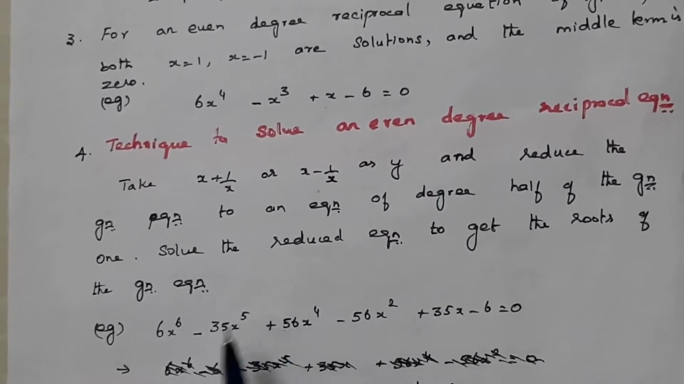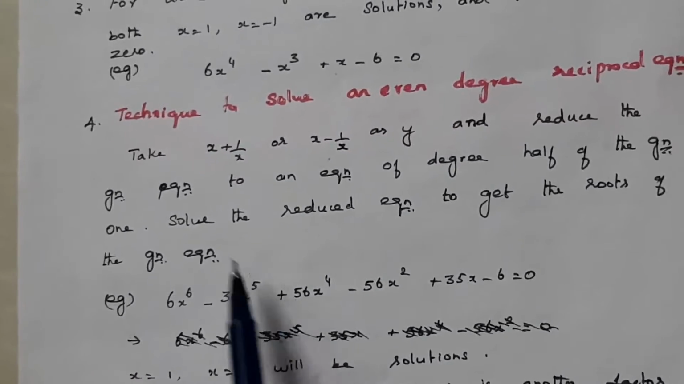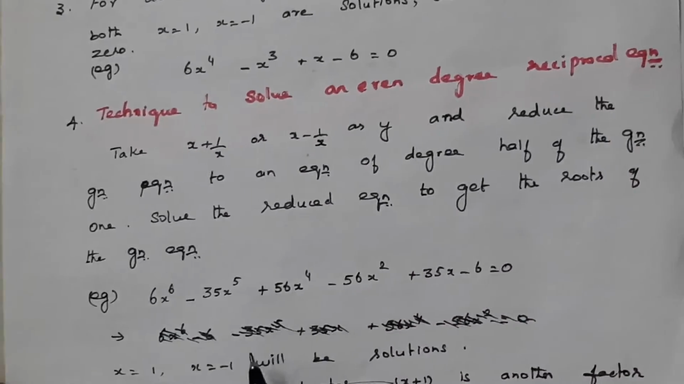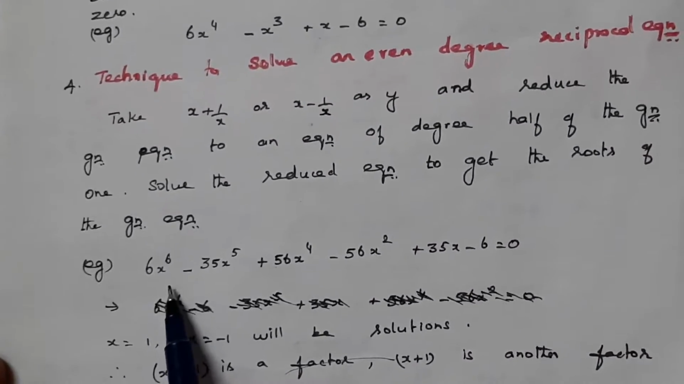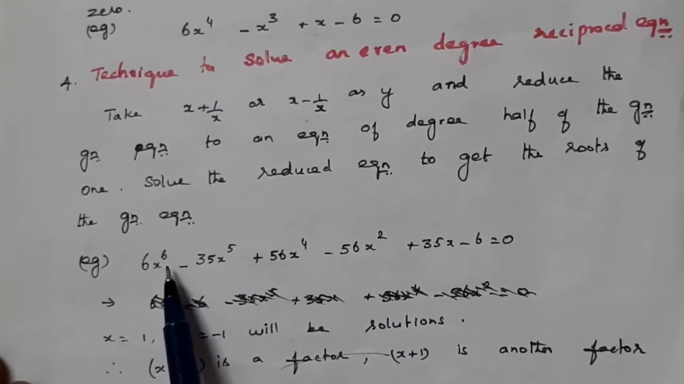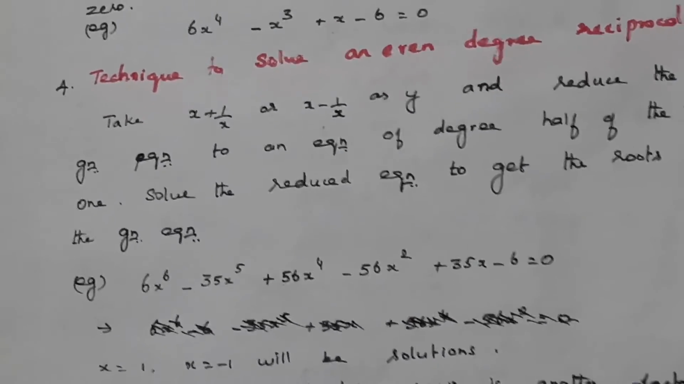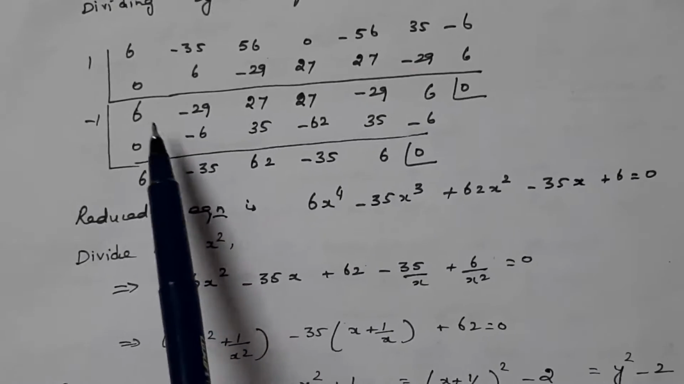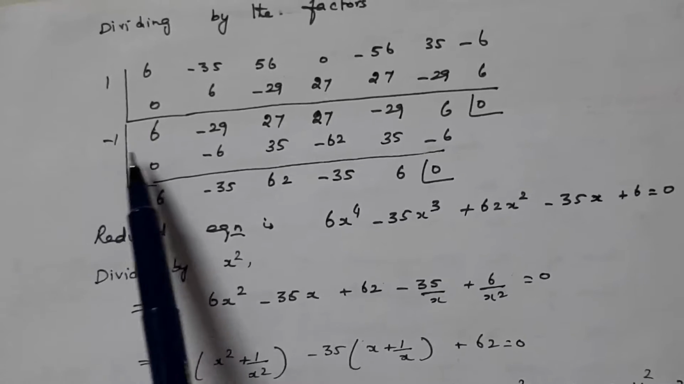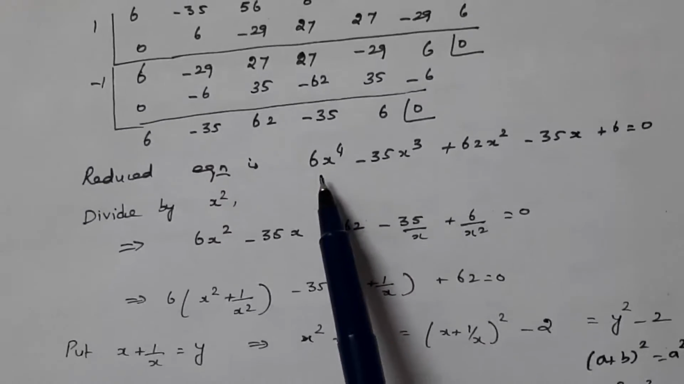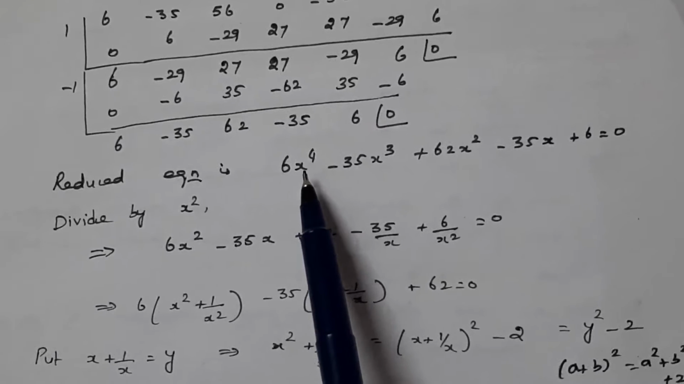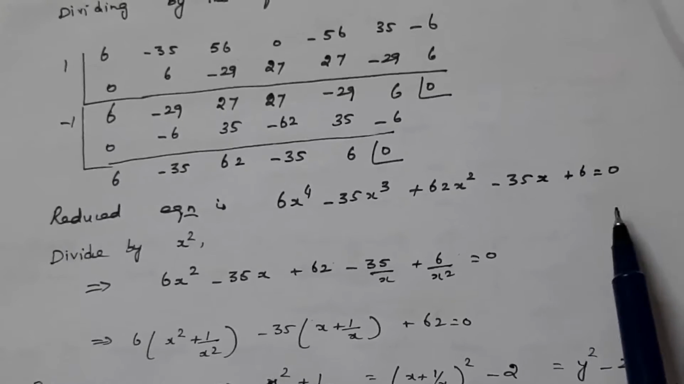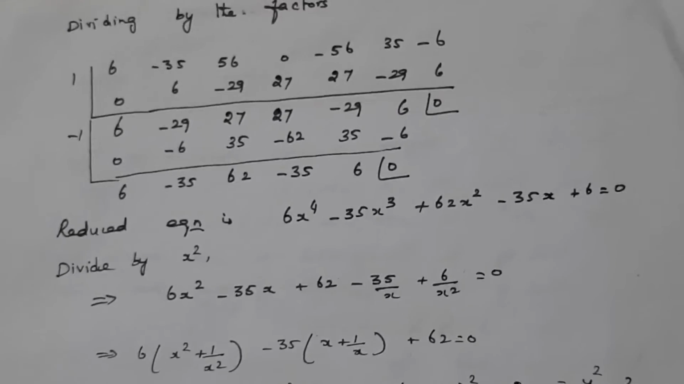In my previous video I have explained one example to show the technique to solve an even degree reciprocal equation. In that, I have taken the example to be of degree 6. After reducing the equation by dividing by the factors x plus 1 and x minus 1, the reduced equation in that problem is 6x power 4 minus 35x cube plus 62x squared minus 35x plus 6 is equal to 0.